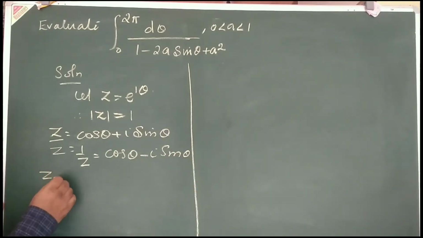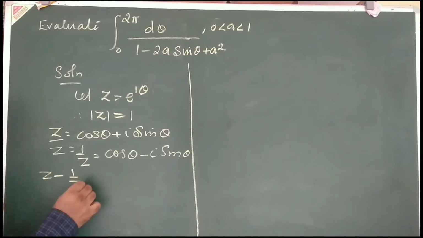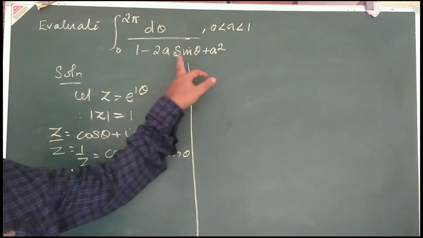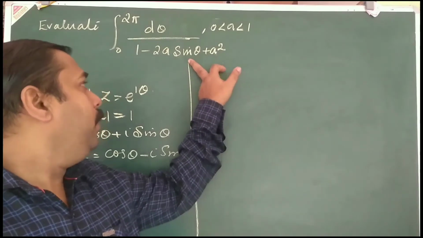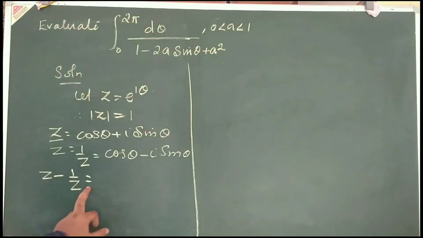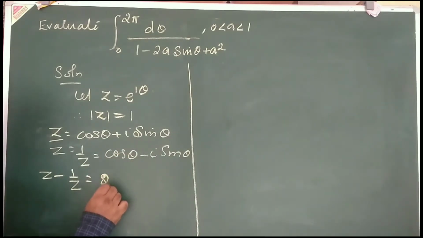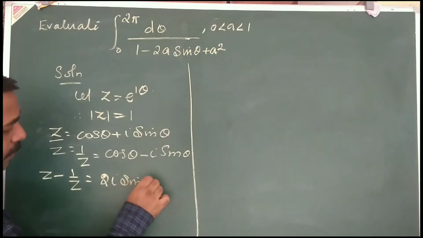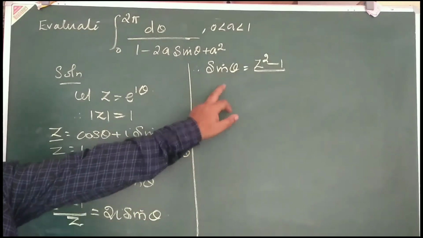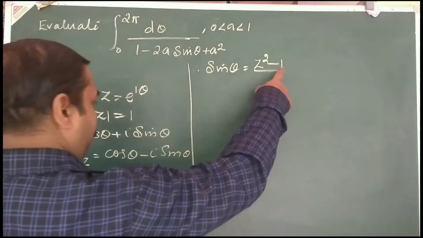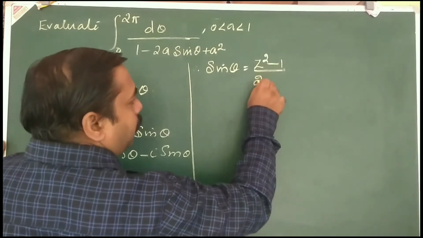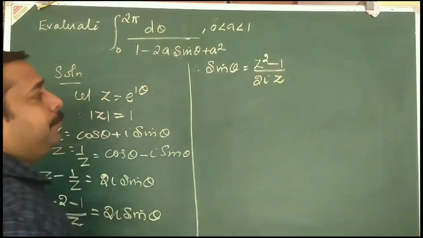So z minus 1 by z is equal to, here the term contains only sin theta, therefore we take z minus 1 by z. If we have cos theta, you take z plus 1 by z. So this is equal to 2i sin theta. We need sin theta only, that is sin theta is equal to z square minus 1 divided by 2i z.